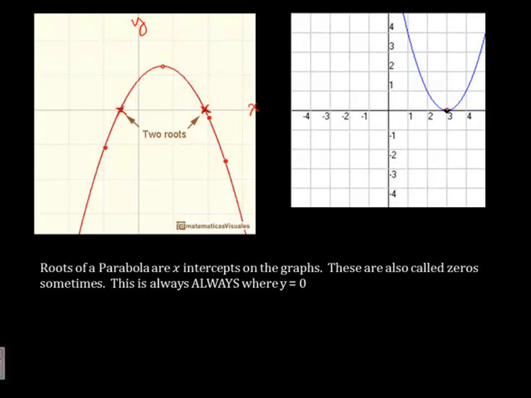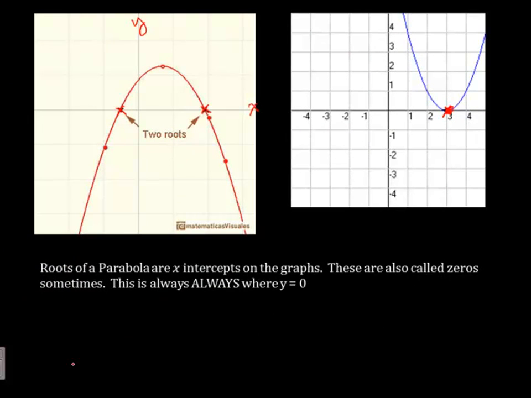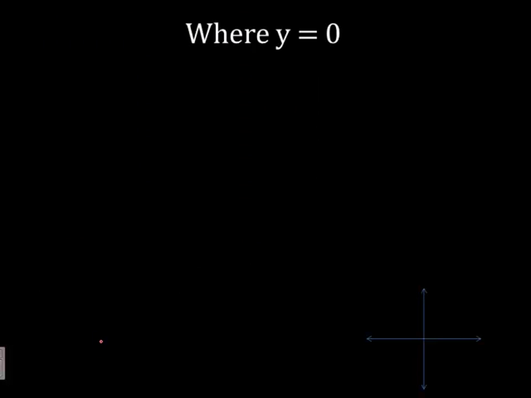You could also have just one root where the parabola comes down and just barely touches it at one spot and then goes back up or goes back down. So here your vertex is your only root. Roots of a parabola are x-intercepts on the graph, and these are also called zeros. This is always, always where y equals 0. So, where y equals 0, how can I apply that back to the factored form, like I said I wanted to, and start utilizing the zero product property?